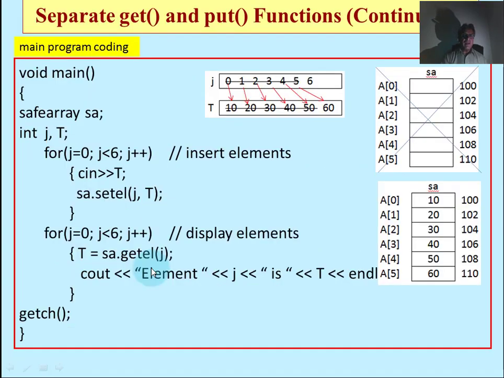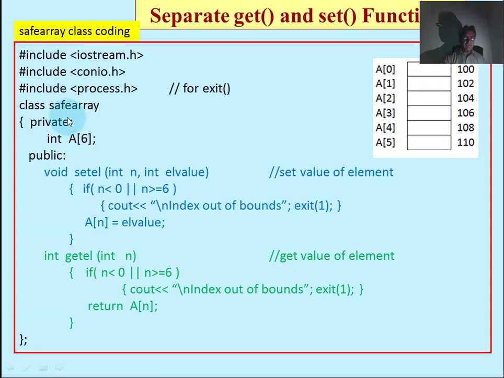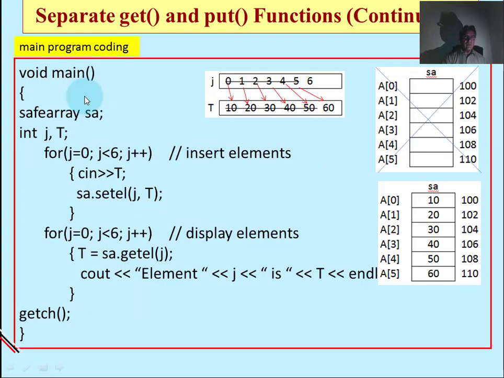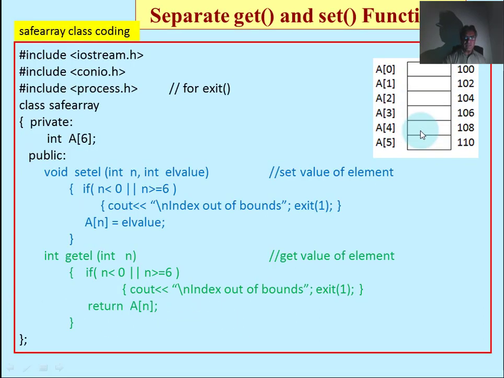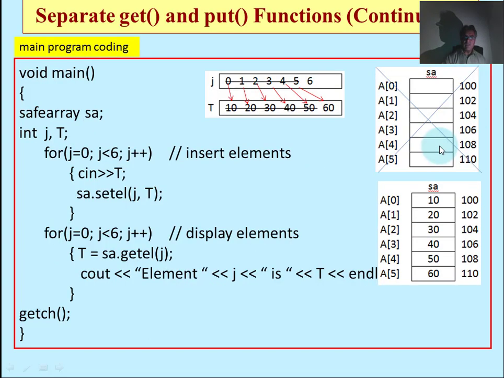This is main program, and main program will contain safe array. This is the class name, our class name, safe array. With the help of this class name, we can create object. Our object name is SA. This is our SA object, and it contains the memory of safe array. This is the memory of safe array, and this object contains the memory of that safe array.